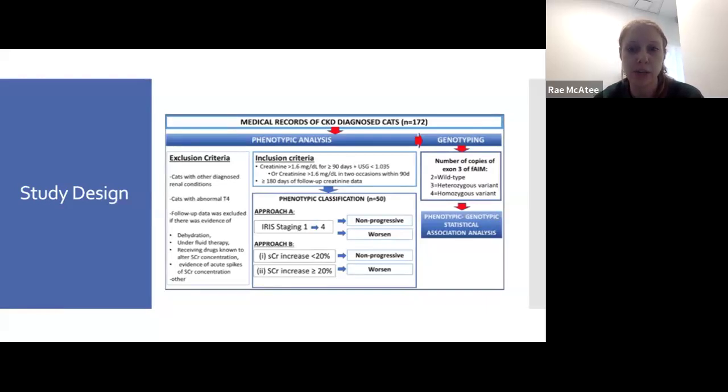And for their phenotype classification, they used 2 different approaches. So, approach A was based on IRIS staging. Cats were put into their IRIS stage, and then over the follow up period, if they advanced a stage, they were defined as progressive, and if they didn't advance a stage, then they were defined as non progressive. And then for approach B, they just looked at serum creatinine. So, if they had a less than 20% change, they were non-progressive, and if they had greater than 20% increase in their creatinine, they were defined as progressive.